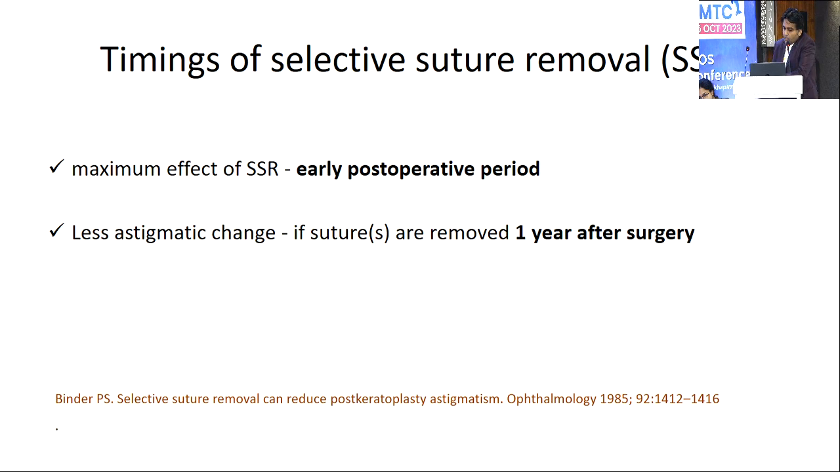Timing of suture removal: if you remove the sutures within 1 year, it will have some effect on astigmatism. After 1 year, there are various studies, some showing an effect and some showing no effect if you do suture removal after 1 year.